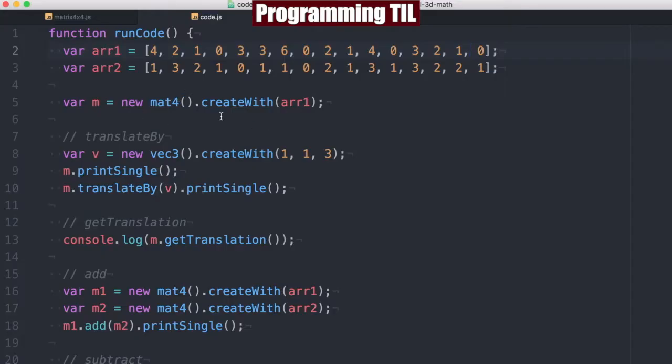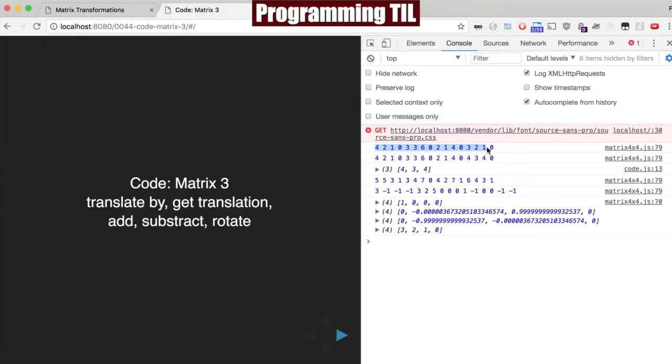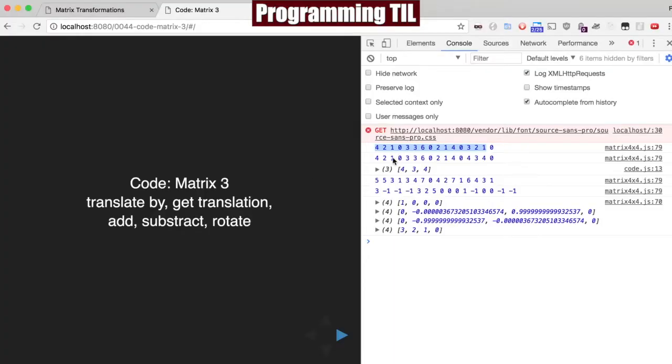So, looking here, we have a matrix created with this array here, and we have a vector created here. We can see the original array up there, and then we're going to translate it by this vector. And you can see the translated vector here, and those are the new values.